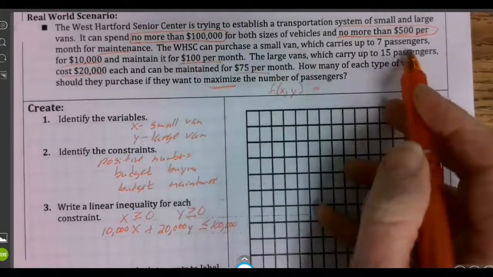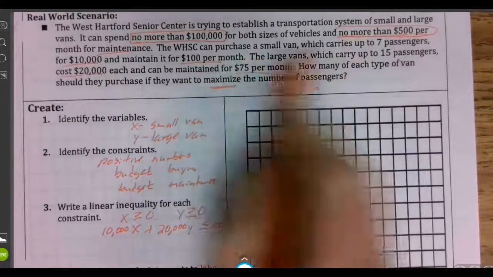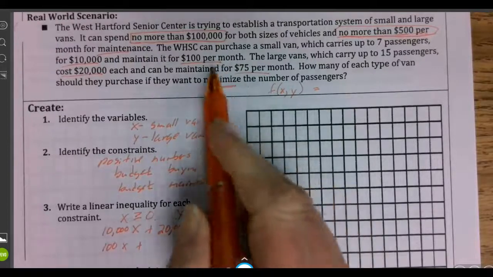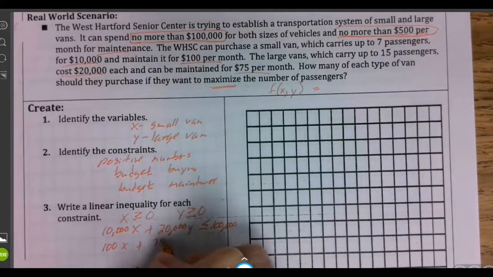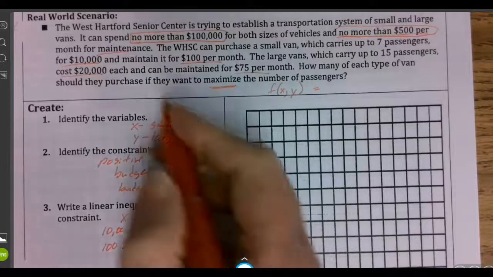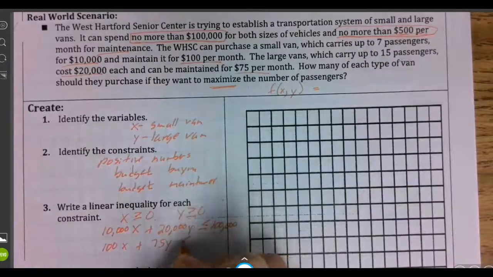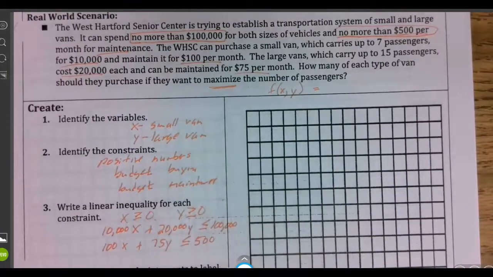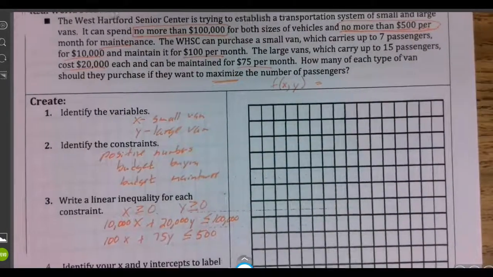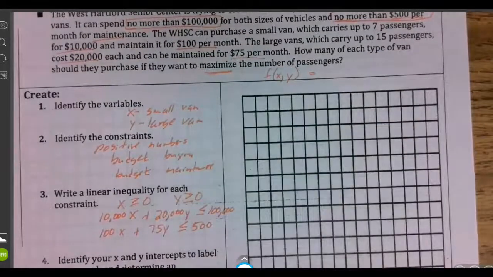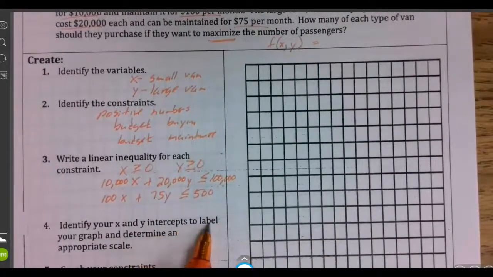Now let's look at maintenance costs. For the small van, it's $100 per month. And for the large van, $75 per month. And remember, our maintenance can be no more than $500. Those are going to be the inequalities that we're going to use in order to determine what we can use for our maximum.